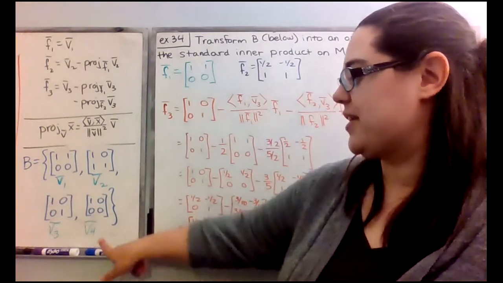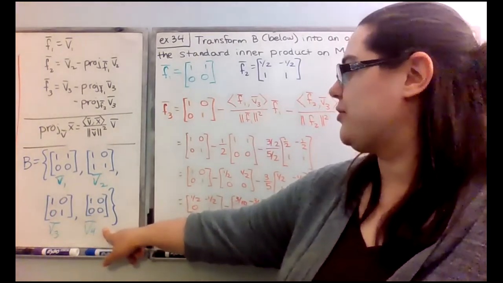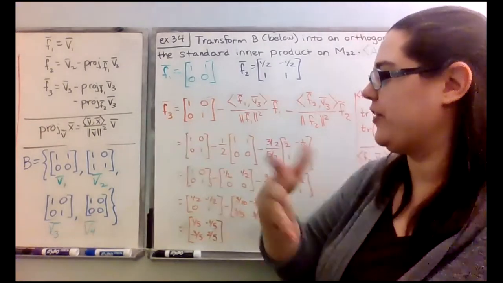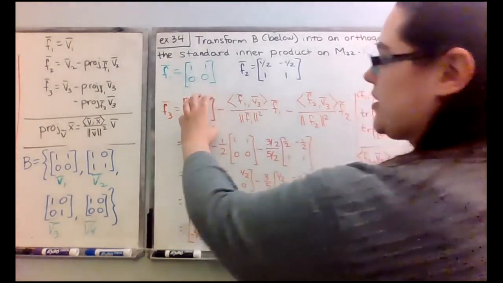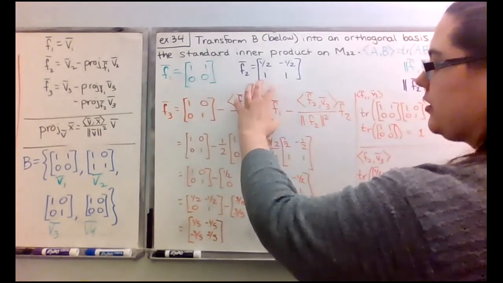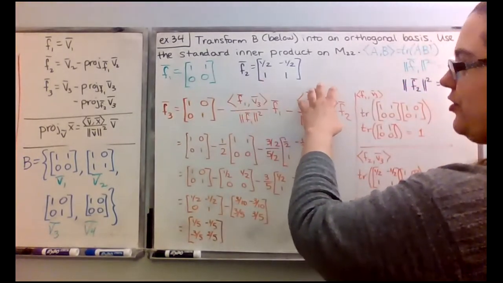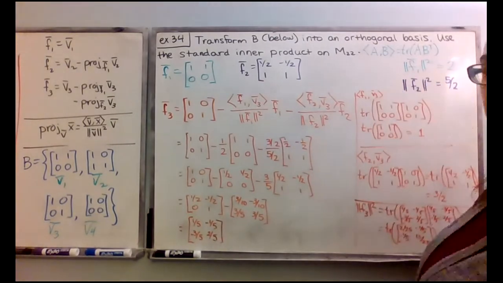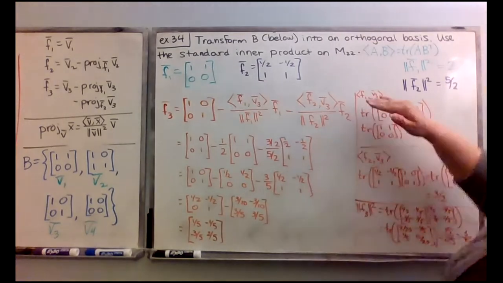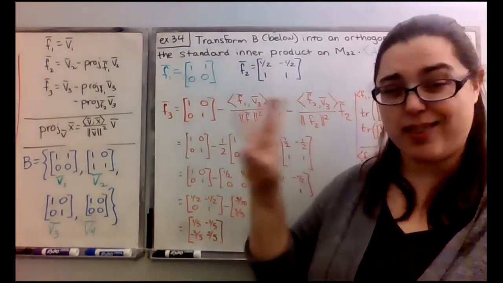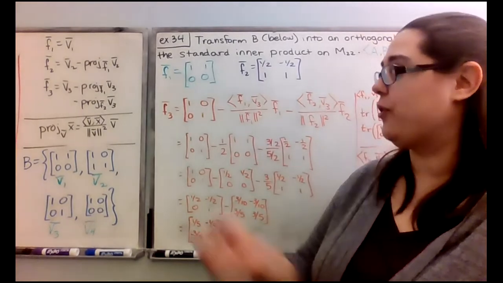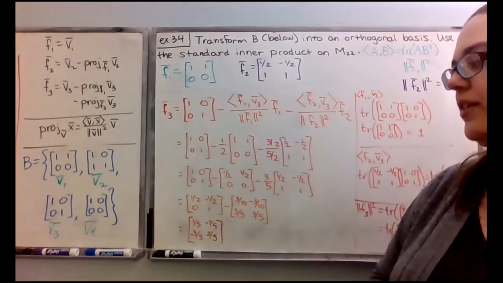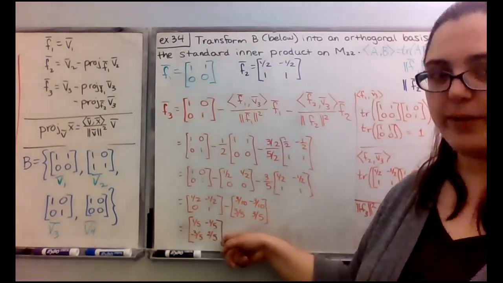So we're going to repeat this process using V4. So now we're going to take V4 minus the projection of V4 onto F1, the projection of V4 onto F2. And now also we have a third thing to subtract, the projection of V4 onto F3. So instead of 2 inner products, you're going to have to find 3. The inner product of V4 with F1, the inner product of V4 with F2, and now the inner product of V4 with our new F3.